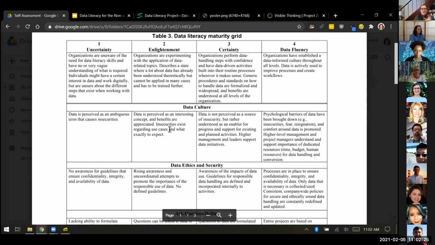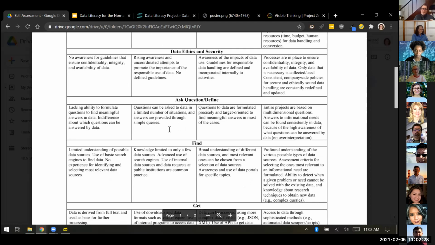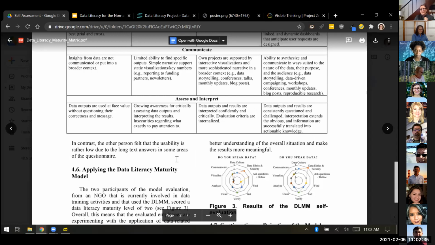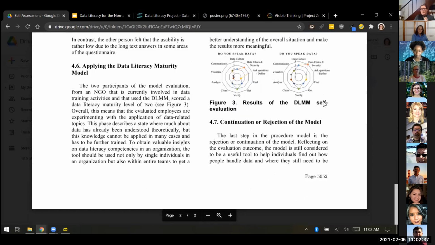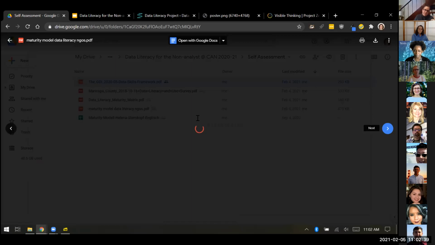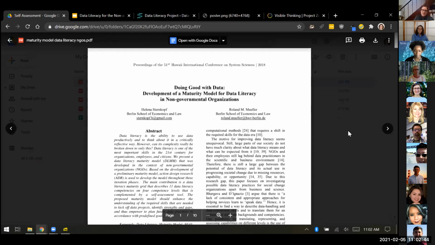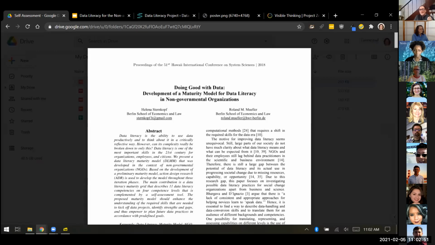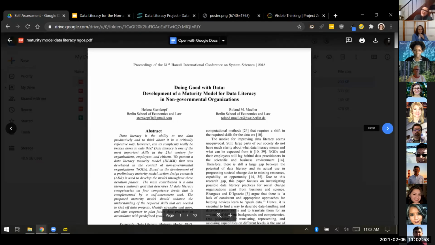And so what I did is I took the 2 pages that contain the grid out of their study, and I made this separate reference sheet here for you if you want to just download this. But it's also part of a larger paper called Doing Good with Data, Development of a Maturity Model for Data Literacy in Non-Governmental Organizations. And so I felt too that this one really was geared towards, if there can be specifically a user persona that's like us, right? This is pretty close.